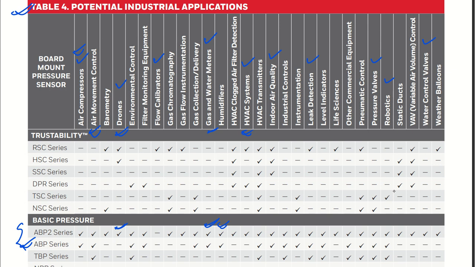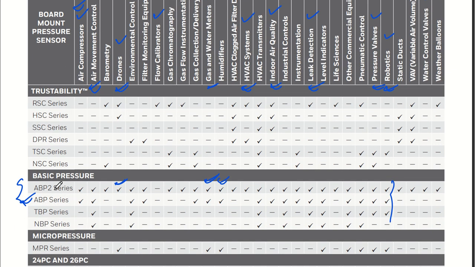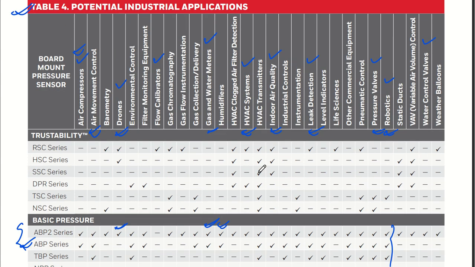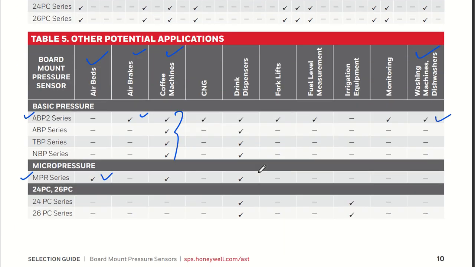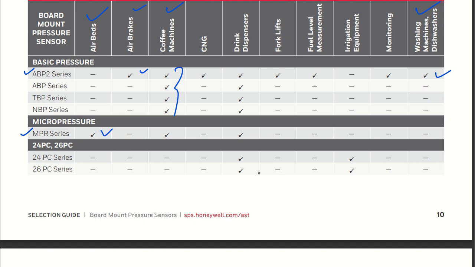We can see HVAC systems, indoor air quality systems, leak detection and pressure valves, robotics. All these pressure sensors are applicable. That's why I keep saying our basic pressure sensors are the most suitable for any of the medical as well as industrial applications. Other potential applications are air beds, where you pull in air and it becomes a bed. There the MPR series is used.